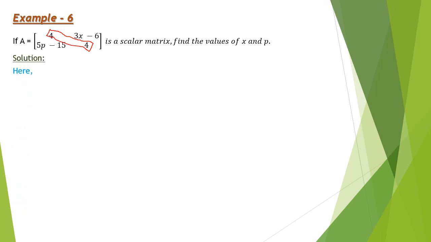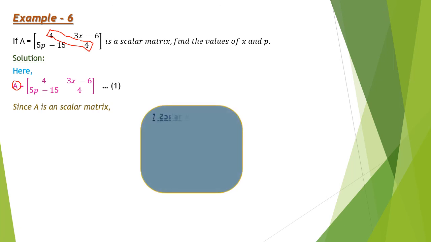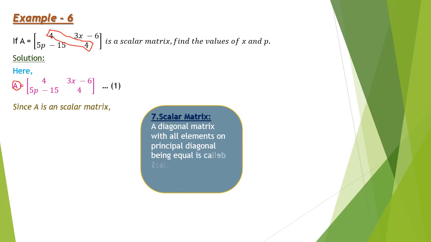Solution. Now this matrix is M, and let's make it equation 1. Since M is a scalar matrix, by definition, let's recall it, that is in type 7: a scalar matrix is a diagonal matrix with all elements on the principal diagonal being equal. So A equal to 4 0 0 4. Now that is equation 2.